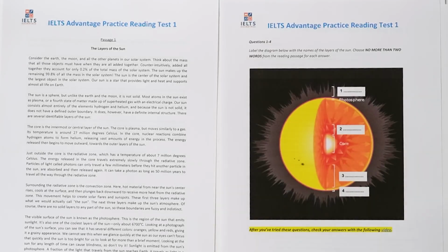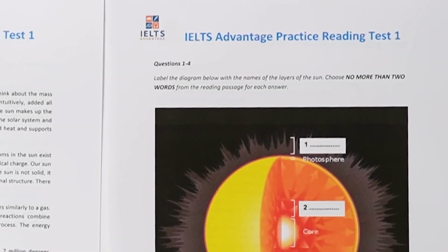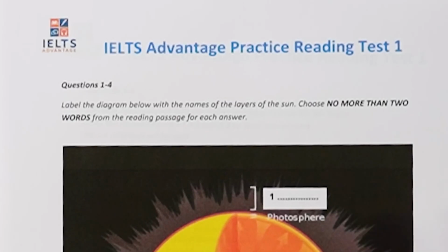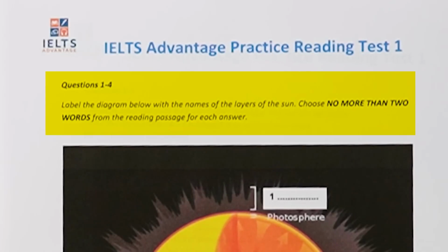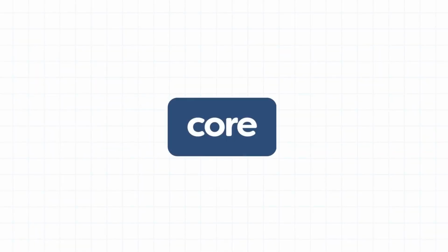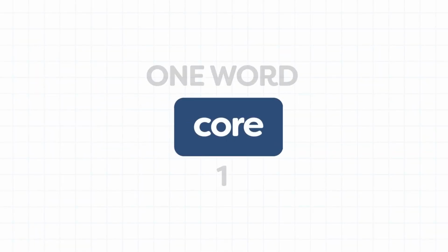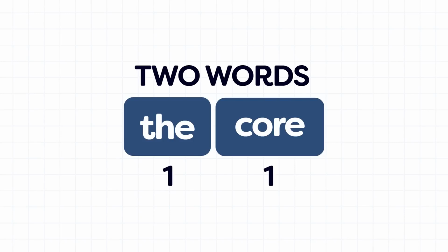Okay, so the first thing I'm going to do is read the instructions very carefully, because with these, often people don't read the instructions and they add too many words or too many numbers. So label the diagram below with the names of the layers of the sun. Choose no more than 2 words from the reading passage for each answer. So no more than 2 words. I can write 1 word or I can write 2 words, but no more. I can't write 3, 4, or 5.